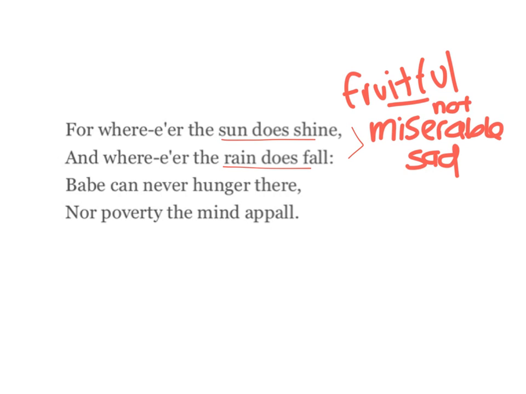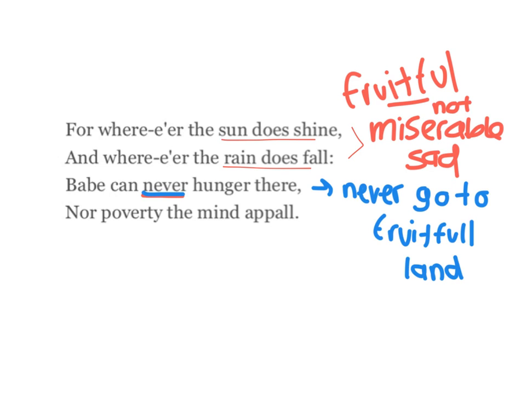And then it says, babe can never hunger there. So it's saying that these miserable babies or children can never go to this fruitful land, and they're stuck in their miserable land. The word hunger here is a little confusing in this context, so we're going to put a question mark next to it and go back to it once we analyze the full poem. And this last sentence says, nor poverty the mind appall. And so the word appall is one of those words that you might need to look the definition up, and it means disgust. So it's saying that poverty does not disgust the mind.